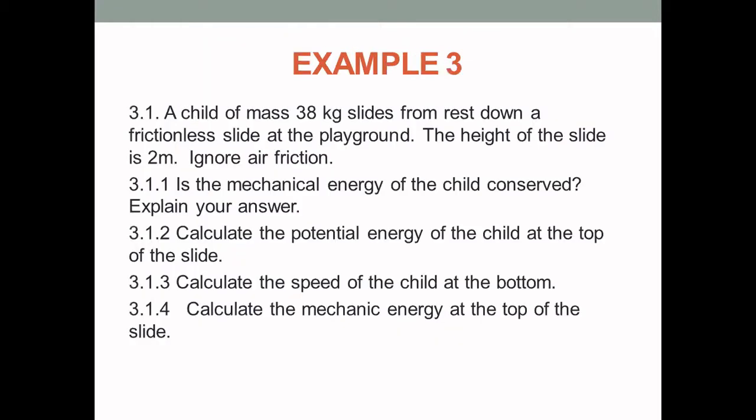Let's consider example number 3. A child of mass 38 kilograms slides from rest down a frictionless slide at the playground. The height of the slide is 2 meters. Ignore air friction. 3.1: is the mechanical energy of the child conserved? You need to explain your answer. Number 2: calculate the potential energy of the child at the top of the slide. Then calculate the speed of the child at the bottom, and calculate the mechanical energy at the top of the slide.